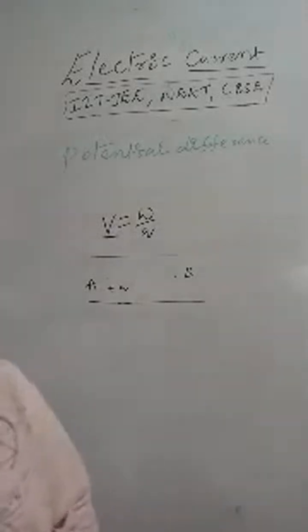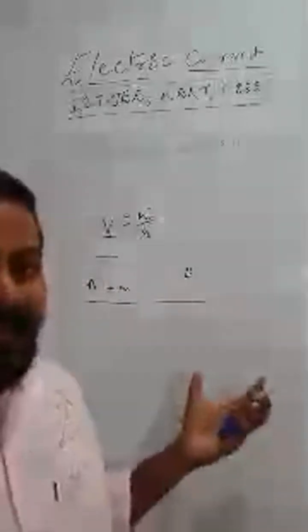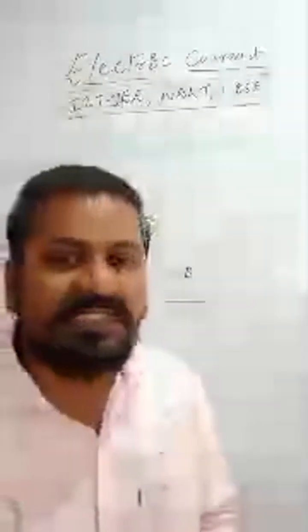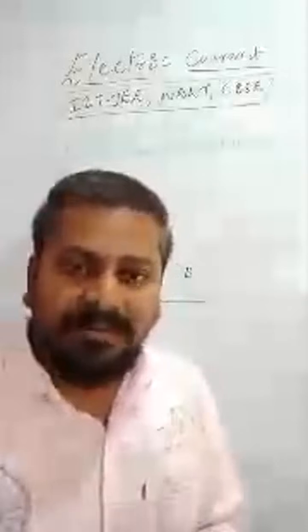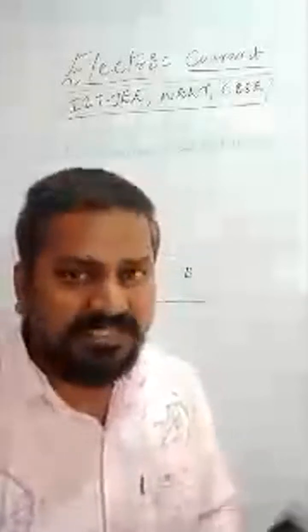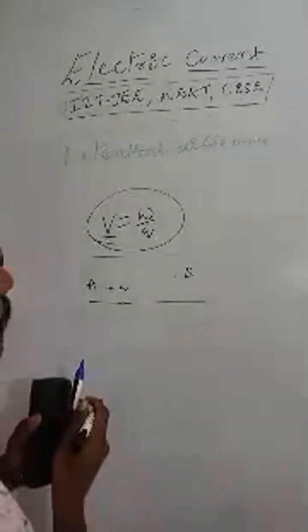So when we do some work, when we connect the battery, it creates some difference. Work is done to move charge from one point to another point. So potential difference is nothing but the work done to bring unit positive charge from one point to another point within the conductor. That is nothing but potential difference.